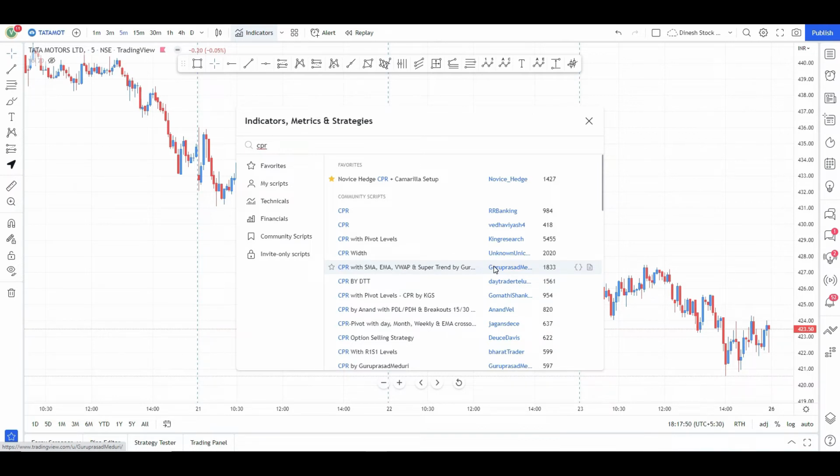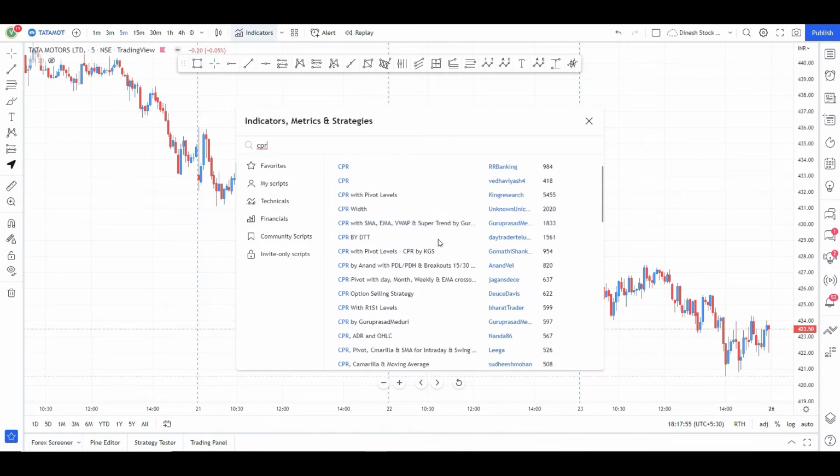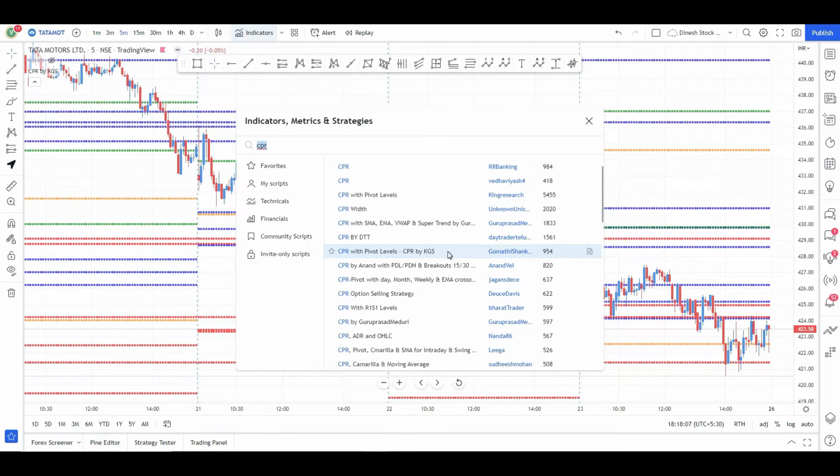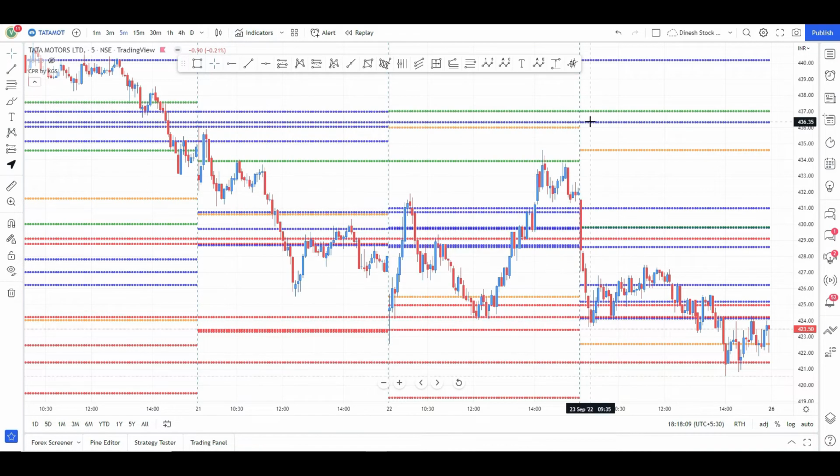I keep trying new indicators based on my convenience. Currently I am using this one, CPR with pivot levels, CPR by KGS. The developer is Gomadi Shankar. Just click on the text to add the indicator on the chart and close it.